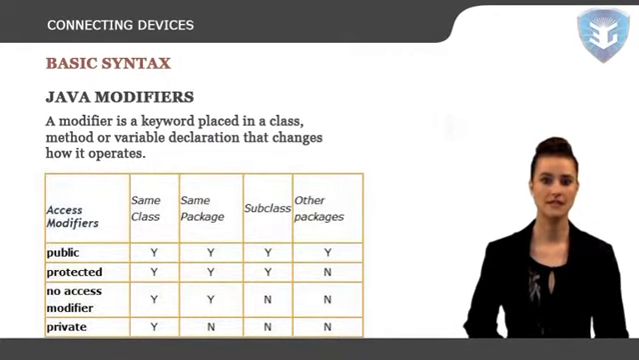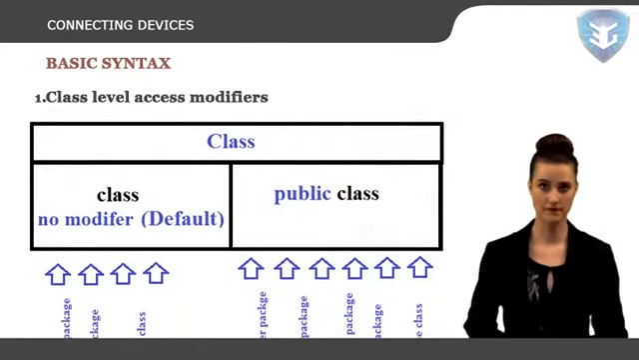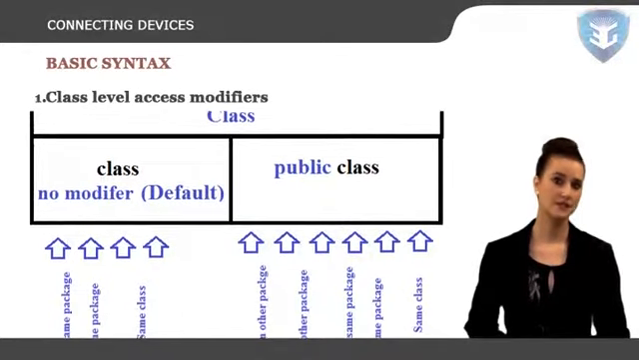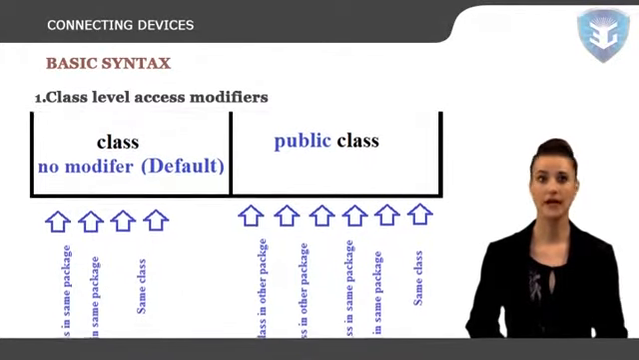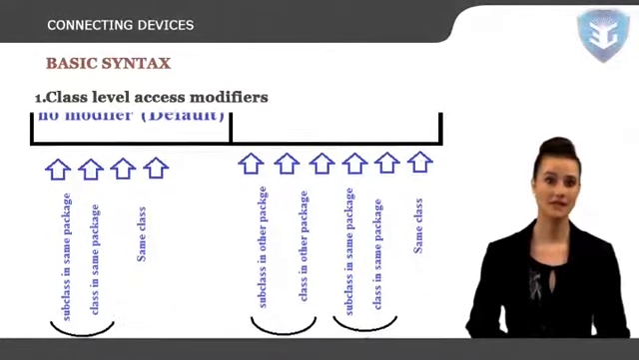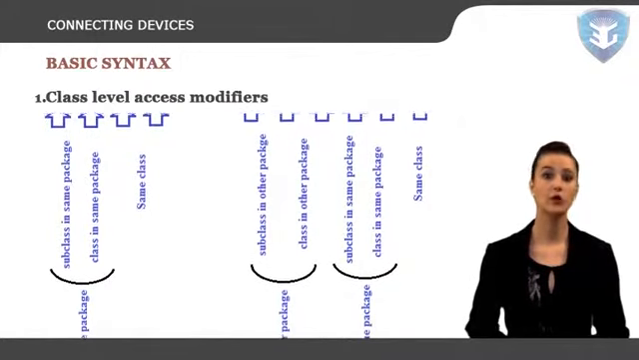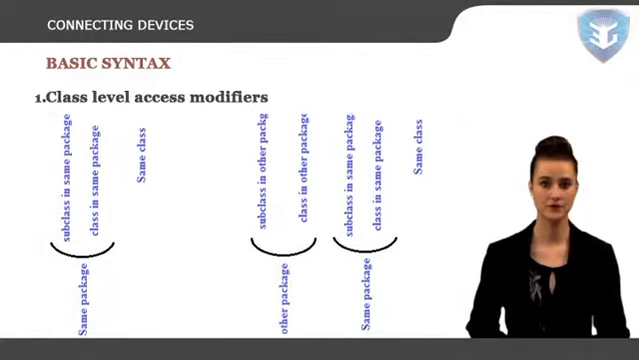Usage of these access modifiers is restricted to two levels: class-level access modifiers and member-level access modifiers. 1. Class-level access modifiers. Only two access modifiers are allowed: public and no modifier. If a class is public, then it can be accessed from anywhere. If a class has no modifier, then it can only be accessed from the same package.